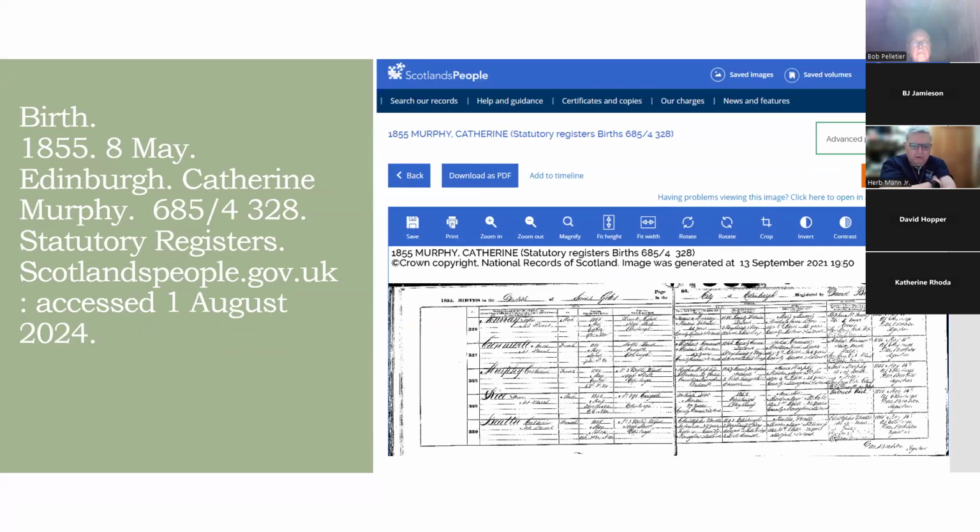Here's, for that same child, the secular civil registration. Technically, all you need really at Scotland's People for the civil registration is this 685/4 328 plus the year. But I put it all in so somebody else knows, even though I know that's enough.